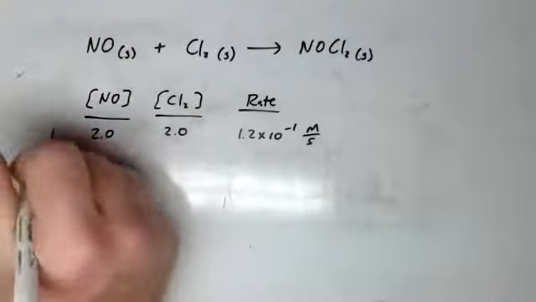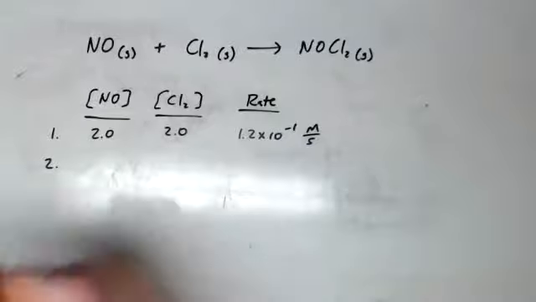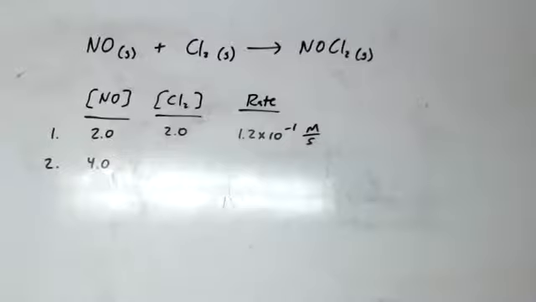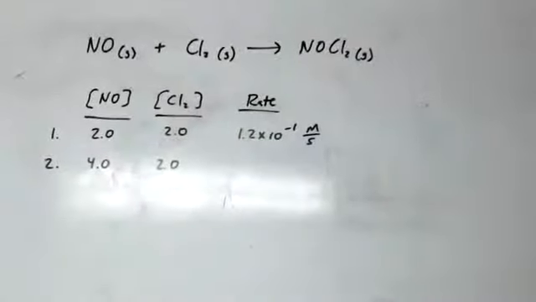Well, now what we want to do is go on to a second experiment. And again, we want to figure out what is the order of each of these reactants. So what I'm going to do here in my second experiment is double the concentration of nitrogen monoxide. It's going to go up to 4.0 molar now. But as we know in science, when we're investigating something, we can only change one variable at a time. So I'm going to leave my chlorine concentration at 2.0 molar still. So everything's the same as experiment 1, except I just doubled the NO.